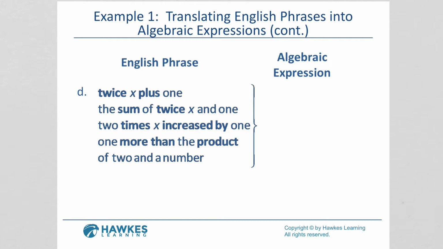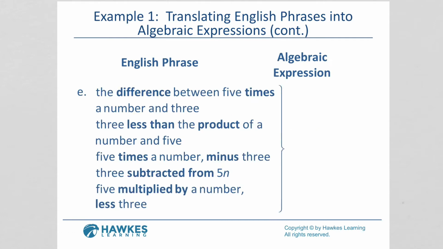Example 1d, English phrase. Twice x plus 1, the sum of twice x and 1, 2 times x increased by 1, 1 more than the product of 2 and a number. All of these become 2x plus 1. Again, the parentheses are important. These two problems, C and D, are very similar.